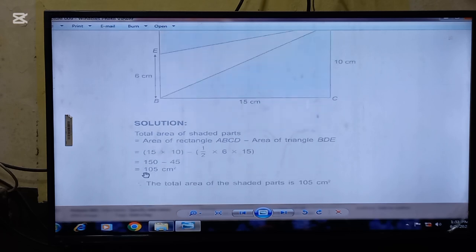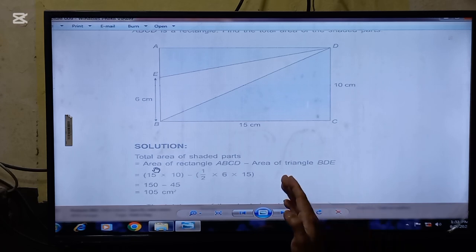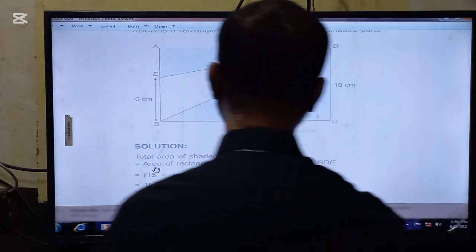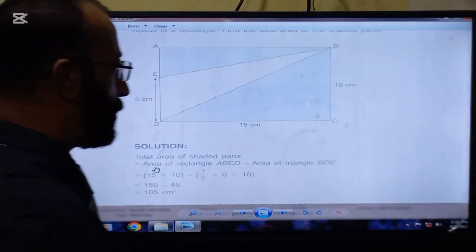So look now, this is another method. So there are two methods to find the total area of the shaded part. So it will be up to you which method you use.